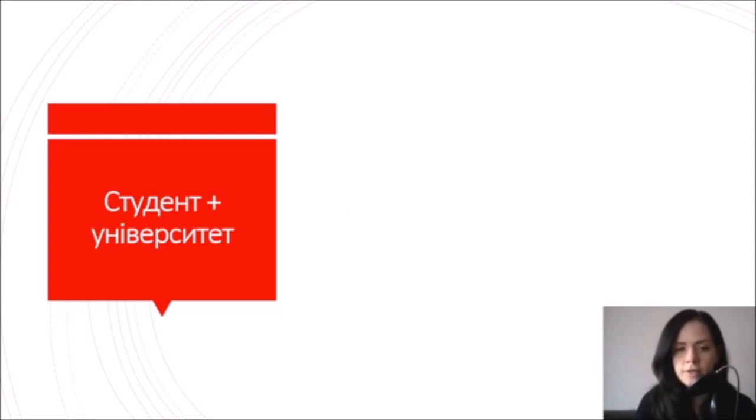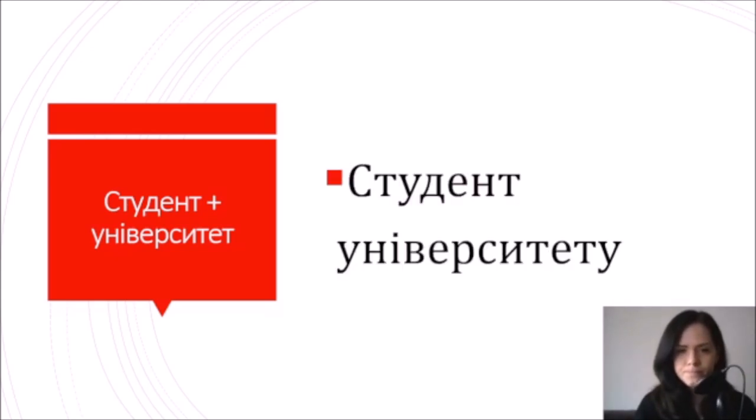Next. Студент, університет. Student means student, університет means university. So to say university student or a student of a university, in Ukrainian we will say: студент університету. Студент університету. Okay, університет is nominative, but університету is genitive.